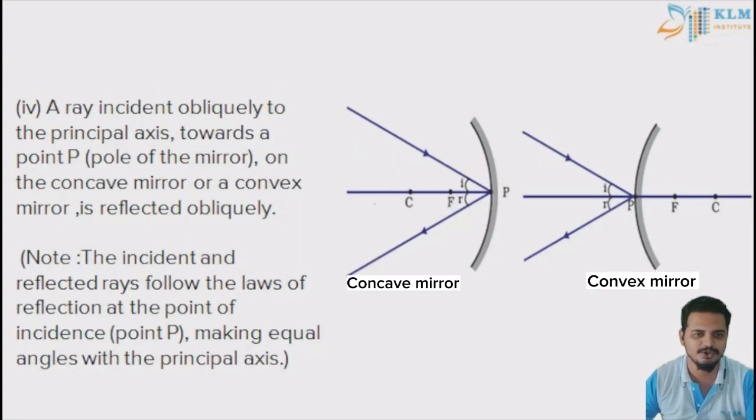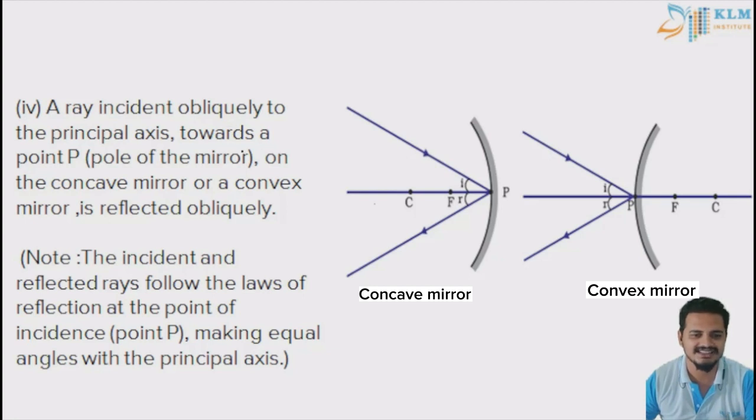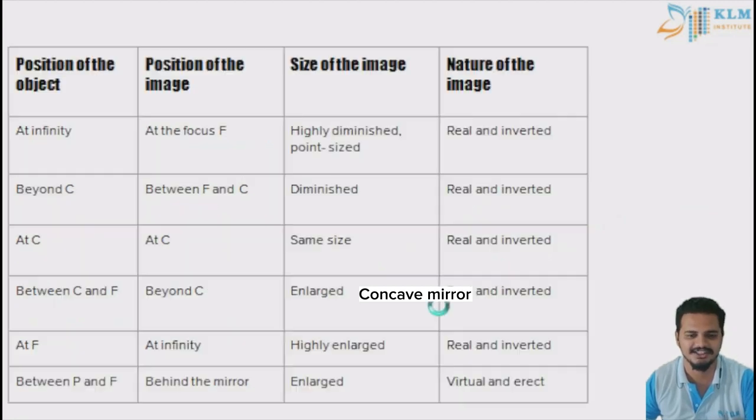Now let's see the fourth point. If a ray is incident obliquely to the principal axis towards the point P, that is the pole of the mirror, on a concave or convex mirror, it reflects back obliquely. That is, it hits the pole and reflects back at the same angle. It follows the law of reflection. In fact, all of the 4 points which we saw follow the law of reflection. That is, the angle of incidence is equal to the angle of reflection.